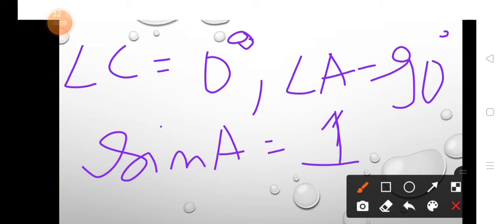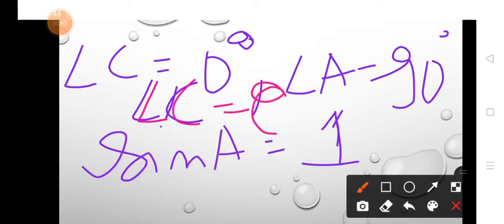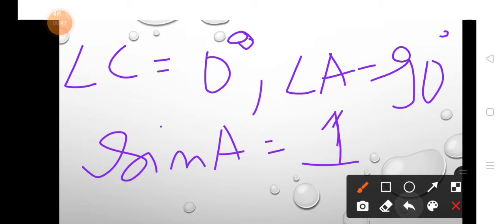Also, when angle A is very close to 90 degree, angle C is close to 0 degree. Angle C is close to 0 degree and sin of angle A is 1. Angle C 0 degree, the side AB is nearly 0, and so cos A is very close to 0.